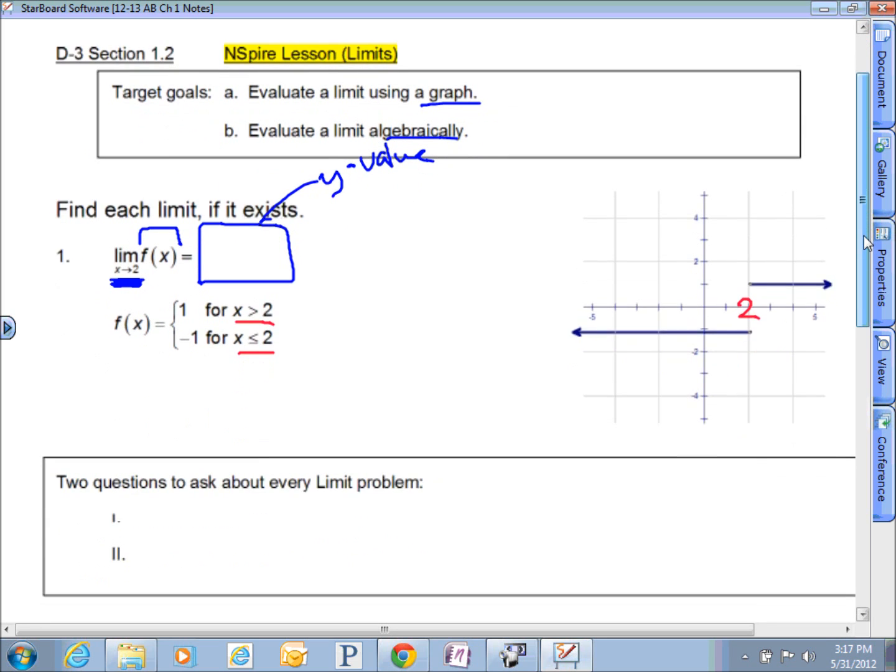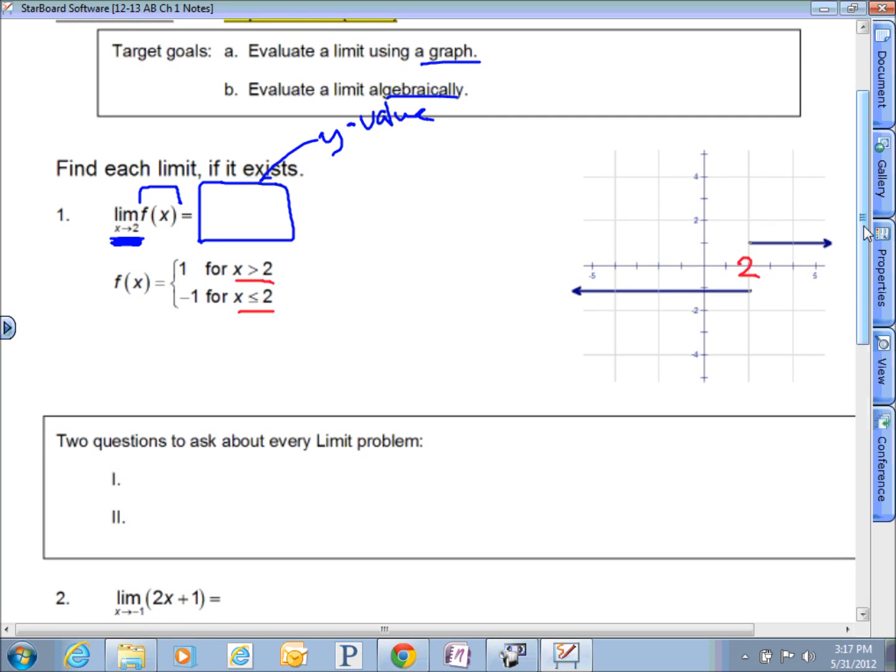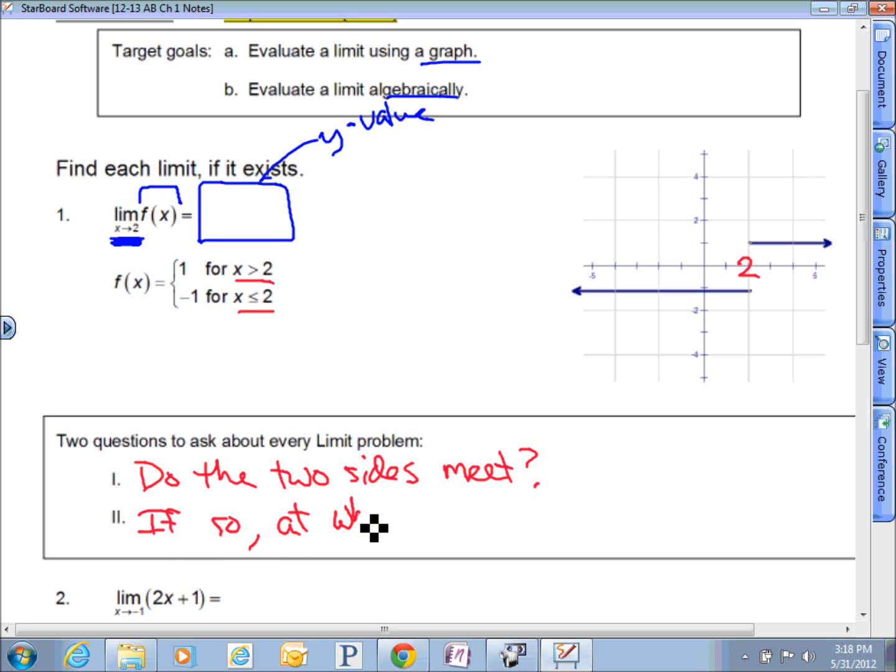So here's what we've got. When we deal with limits, whether we do them graphically or algebraically, there are two questions that you always want to know. Do the two sides meet? If so, at what y value? Those are the two questions that go along with every limit problem.